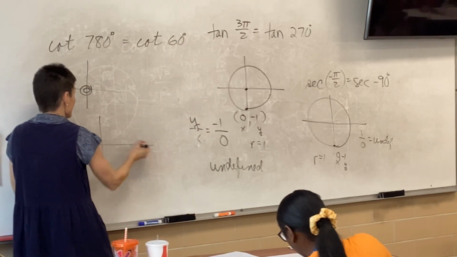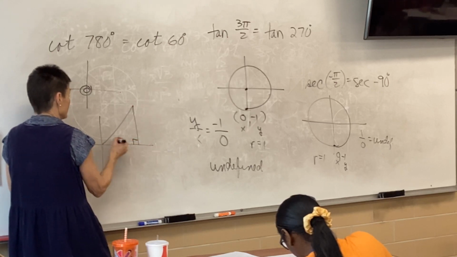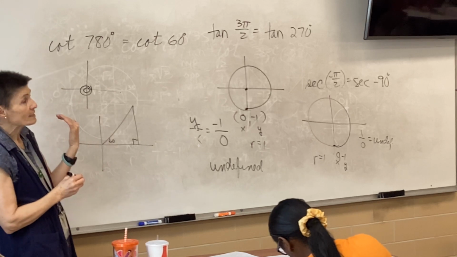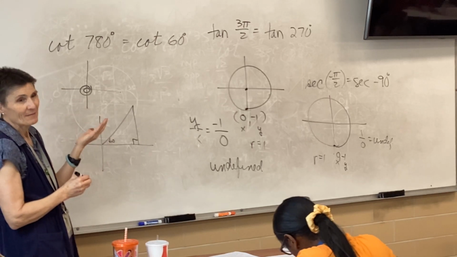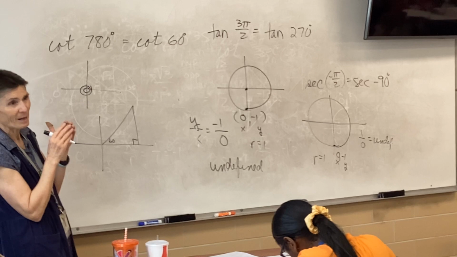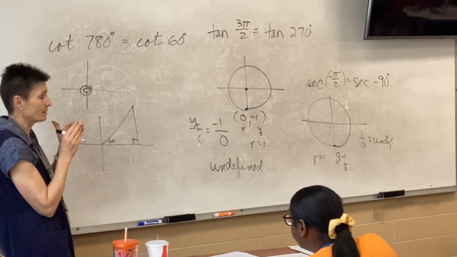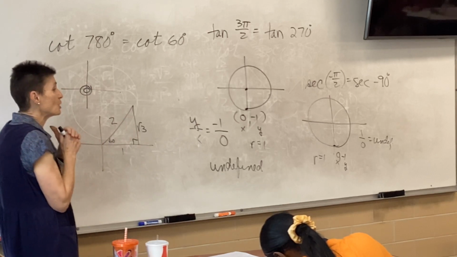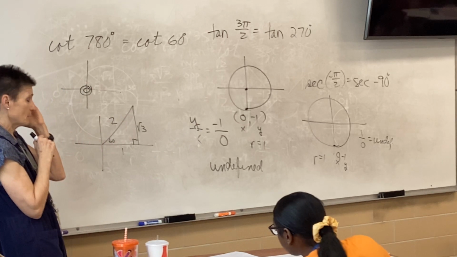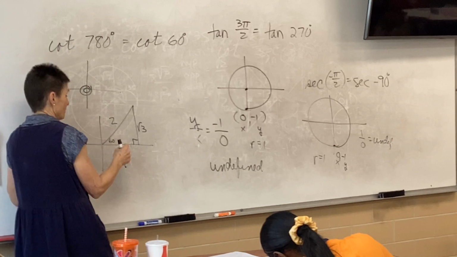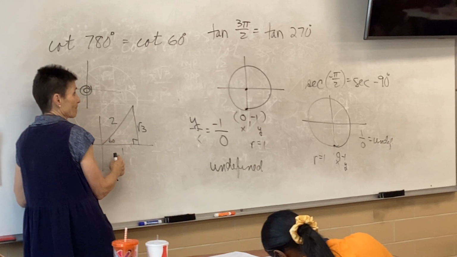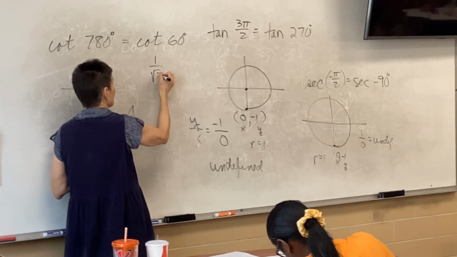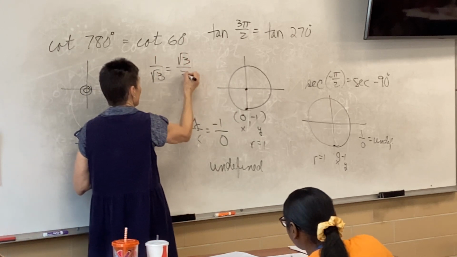So we're going to draw a 60-degree angle. Now the good news is it's in quadrant 1. That means everything is positive. I don't have to worry about those negatives. I want the cotangent. Cotangent is adjacent over opposite, 1 over root 3. That's root 3 over 3.